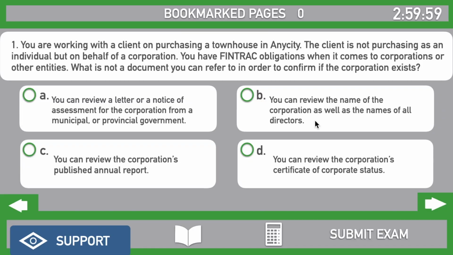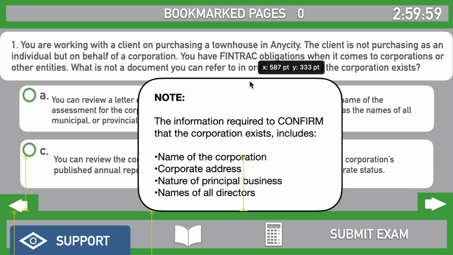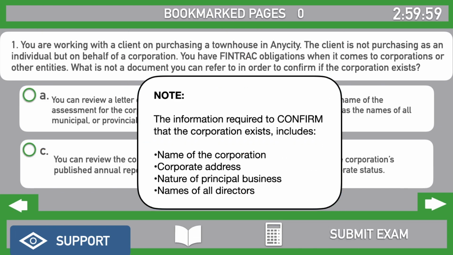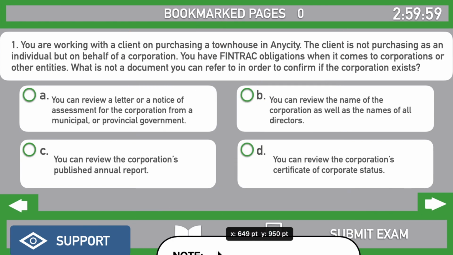Right, so what do these 3 all have in common? They are all documents. B is just the name and names. Essentially, the person could just tell you this information. It is a little tricky. I'll bring up this note on the screen here. For a corporation, the information required to confirm that the corporation exists includes the name of the corporation, corporate address, nature of principal business, names of all directors. However, you will still need a document, right, to refer to and verify.